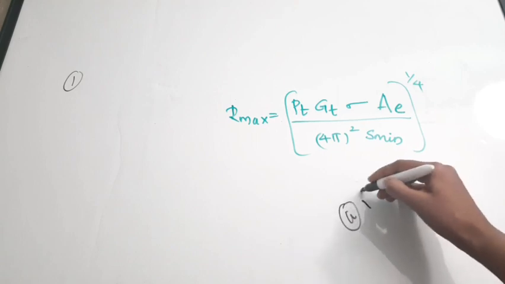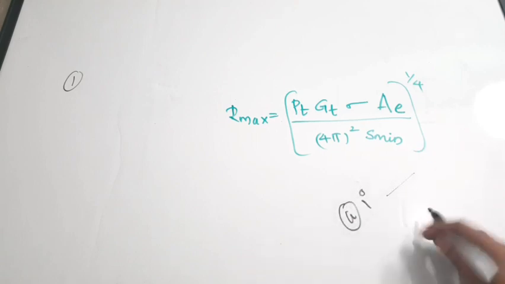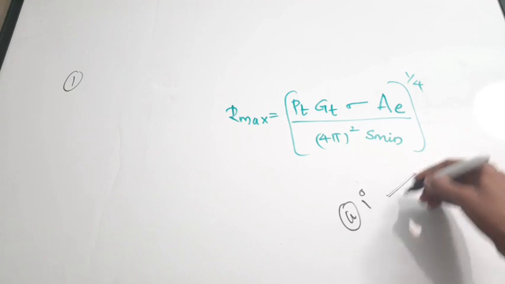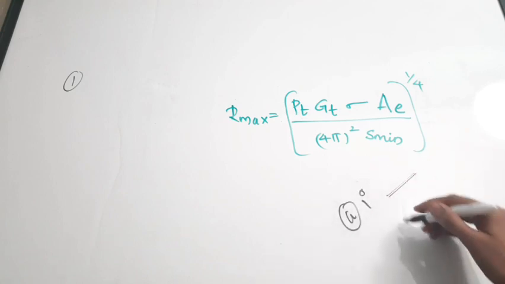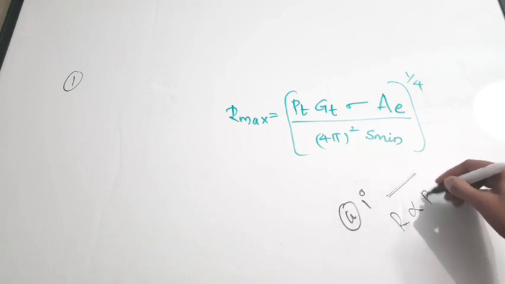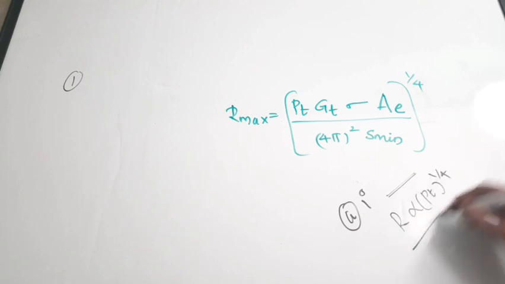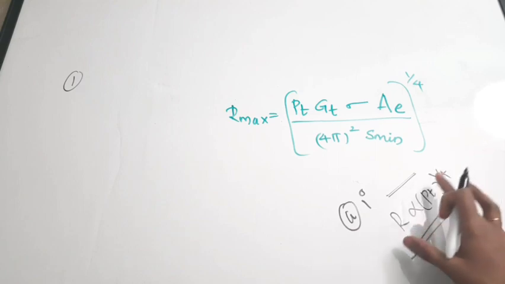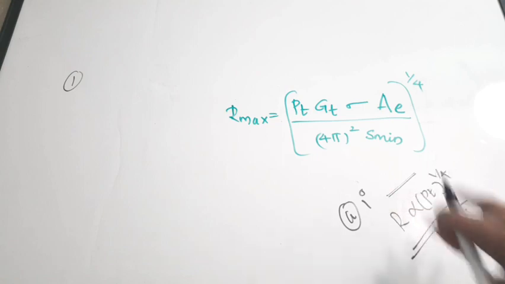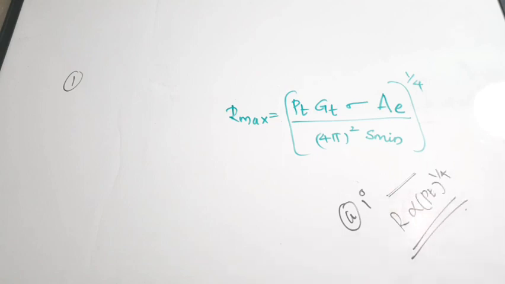Option A, only the first one is correct. That is, R is proportional to PT raised to 1 by 4. This is a very famous relation. We use it in a lot of numerical questions. Now, the correct answer for the first question is option A. Moving on to the second question.